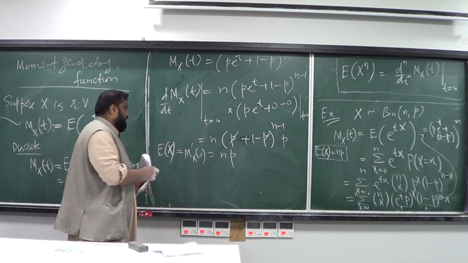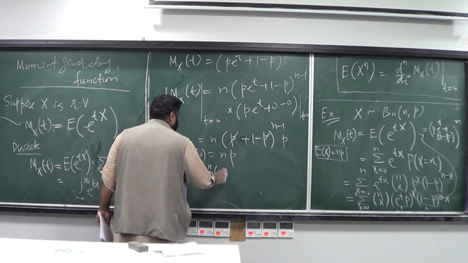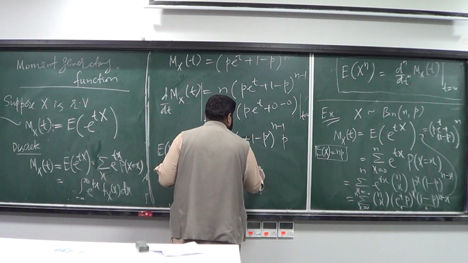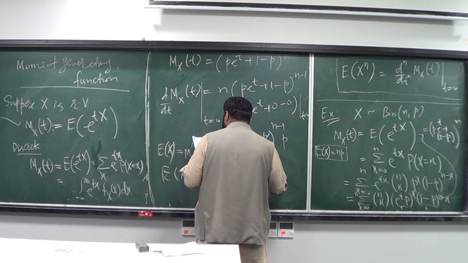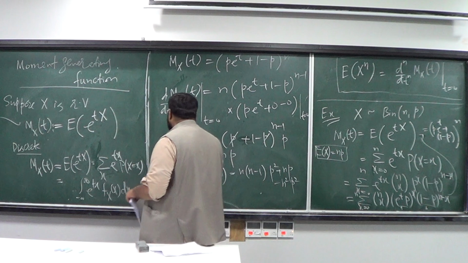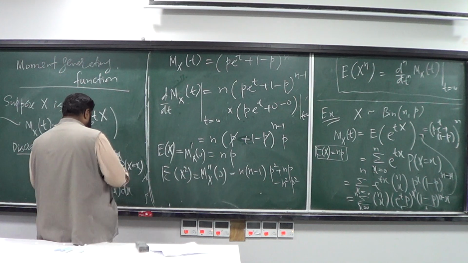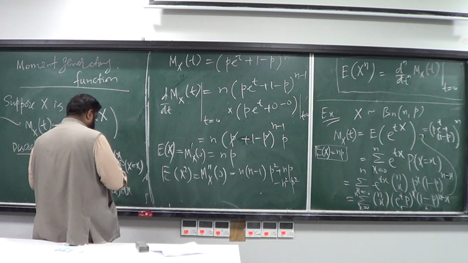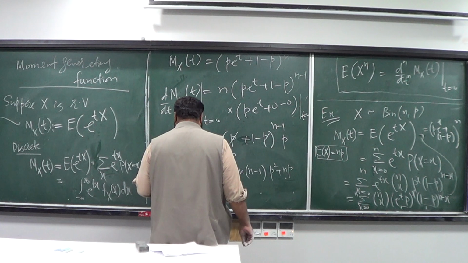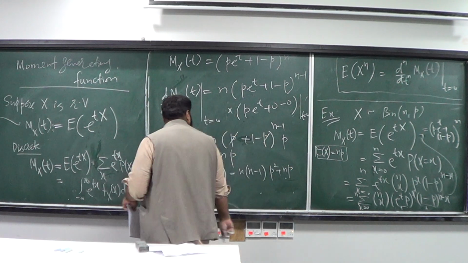Next time you need to apply the product rule, and then substitute t equal to 0. You will see that by computing the second order derivative and substituting t equal to 0, you're going to get n times (n minus 1) p squared plus np minus n squared p squared. This is what you're going to get. And expectation of x squared is going to be n(n minus 1)p squared plus np.